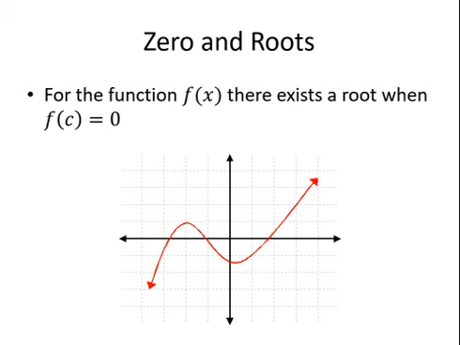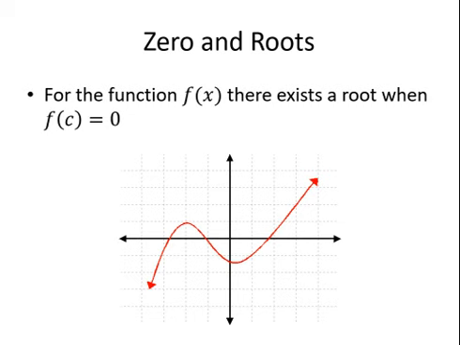So they are where the graph or the equation crosses the x-axis. So it's where the y value is zero. So anytime you're asking for the zeros or roots of it, you're basically asking where does it cross the x-axis? What are the x-intercepts of this function?